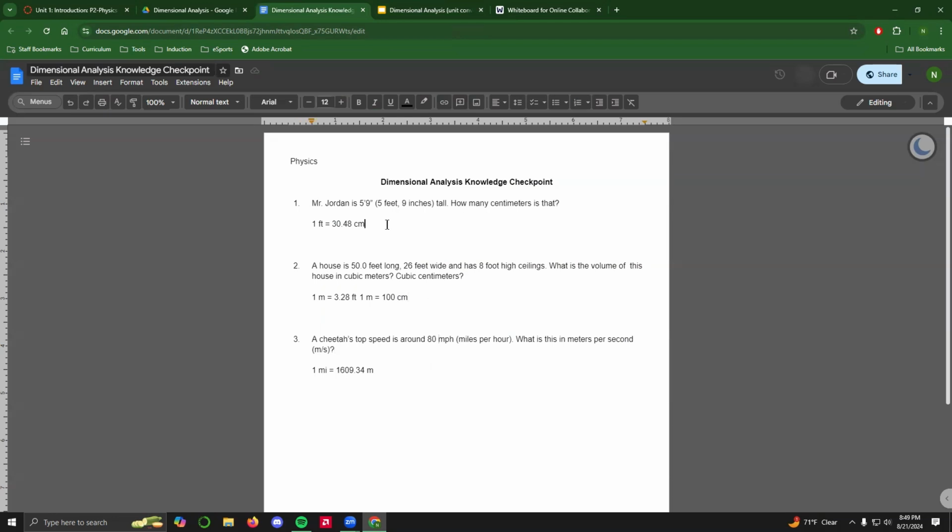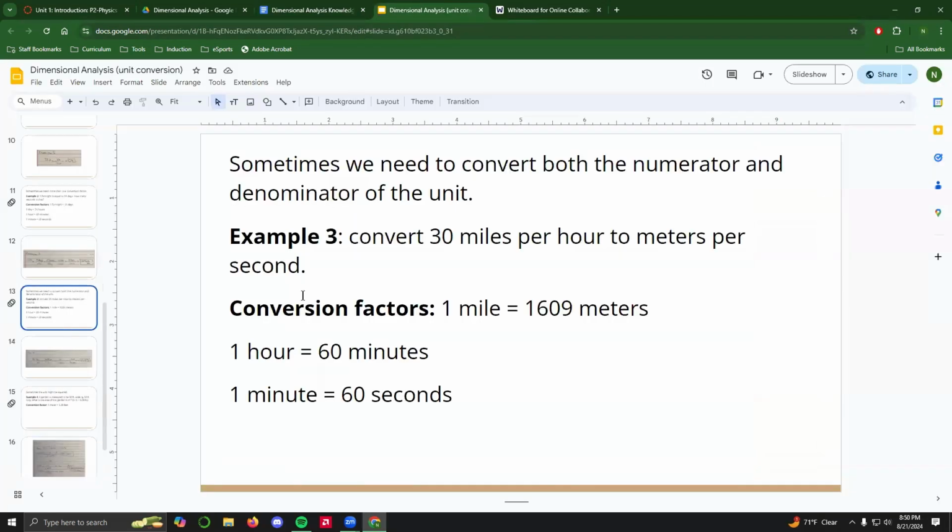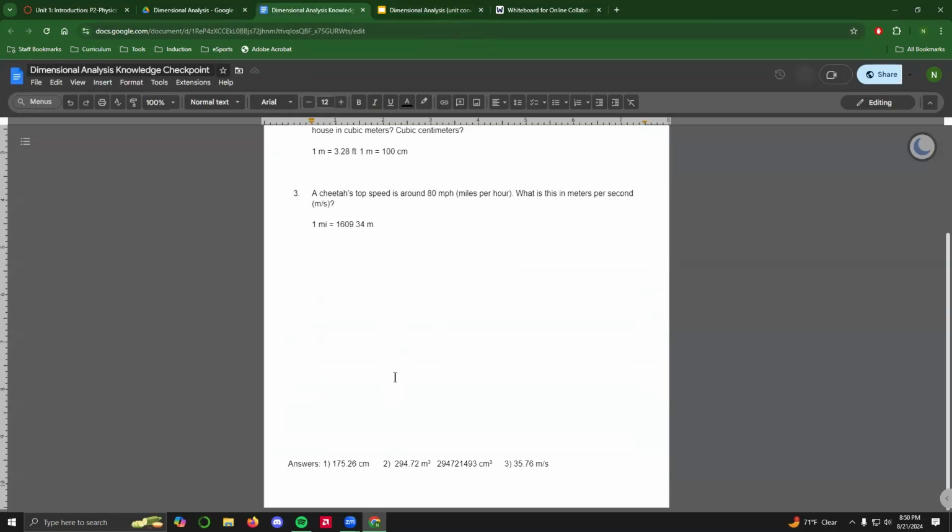And then the other examples: this is true, by the way, I'm very short. I'm only 5'9". So you convert that to centimeters, and then Cheetah's top speed, miles per hour. We actually did an example just like this, miles per hour to meters per second, here. So for that third one, you can look there as well. And then I have the answers here.